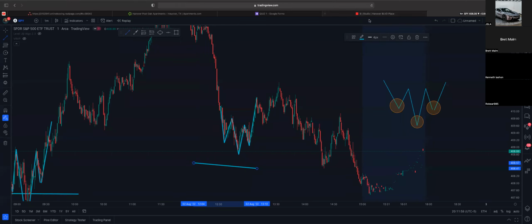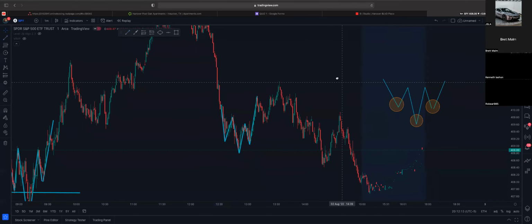Okay. So that's number two. And I'm going to get to drawing the necklines in a minute. But is everybody starting to see how the inverse head and shoulders works? If you're not, let me know. I know this takes time, right? And I'm going to show y'all entries and stuff in a minute.